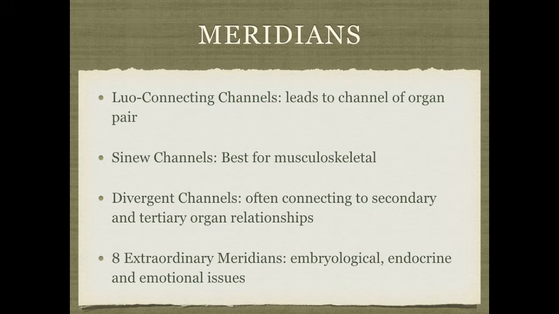So when all is said and done, we're looking at upwards of 40 different pathways that Chinese medicine has mapped onto the body so that we can really see how everything connects together. And the eight extraordinary meridians are the last ones, and they're the deepest level of channel, and they're responsible for some of the deepest endocrine work, and we use them a lot for emotional issues.